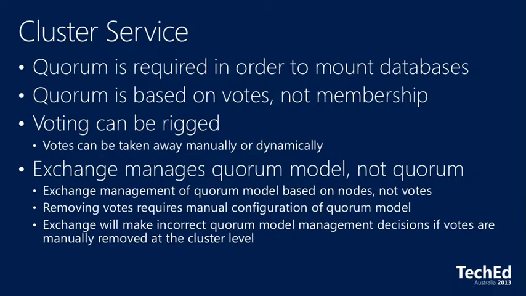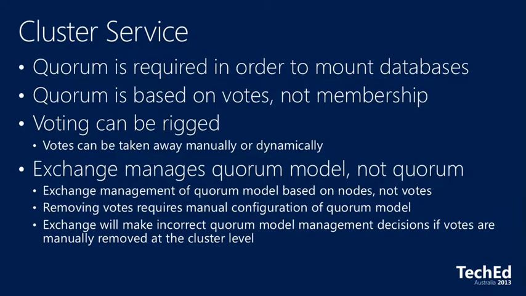Now, quorum is based on votes, not membership. And this is, again, a slight nuance difference from what we had previously. Because now you have the ability to manipulate votes. The voting can be rigged. You can take votes away from DAG members, from cluster members. And that has the ability of increasing the complexity of your deployment, simply because Exchange has no awareness of votes.